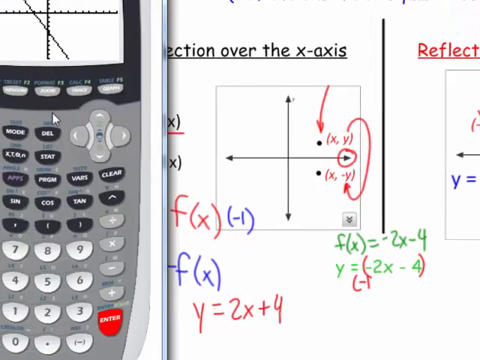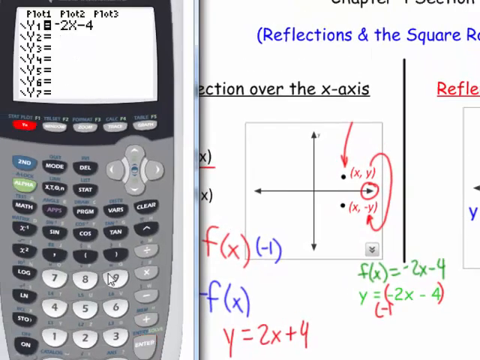So let's go look at that. If I went to y equals, I could just straight up type in 2x plus 4. Let's go ahead and do that just to take a look. 2x plus 4 and graph.